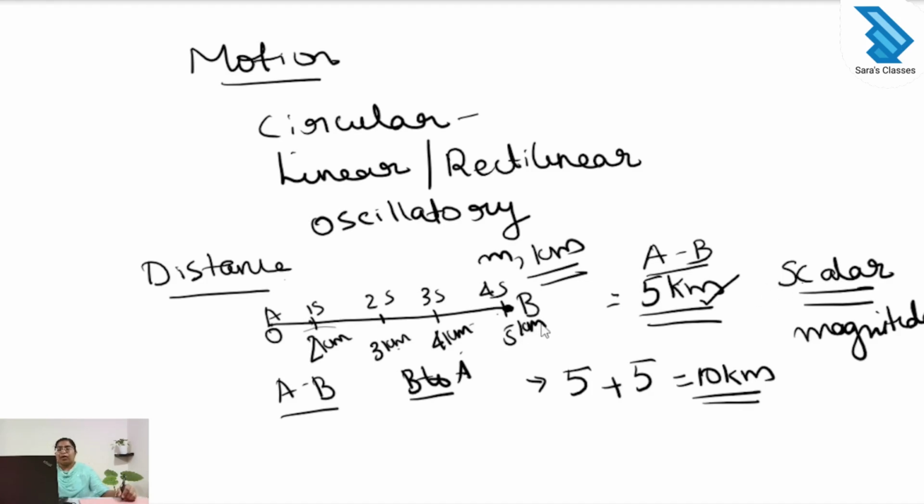The distance covered cannot be 0 or negative. The distance covered by the object is always positive. It cannot be 0 or negative. It is always positive values only. So that is the fourth property of distance. It is always positive. So we can go to the next topic, displacement.